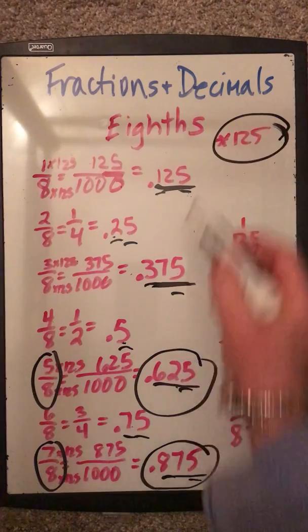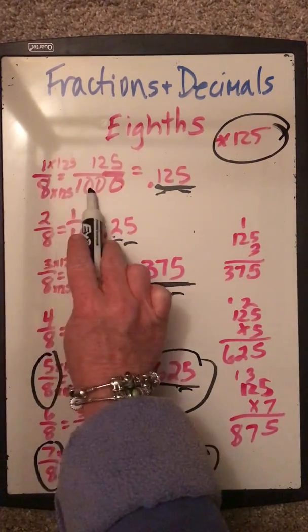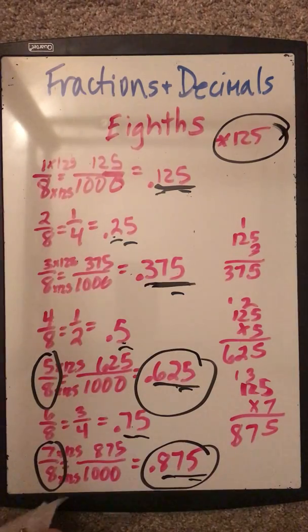But remember, 125 goes along with 8. That way you've already multiplied your denominator, and you just need to multiply your numerator.